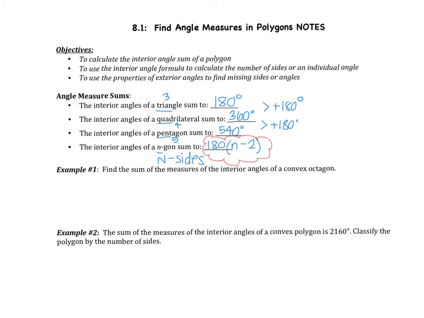So, for example, find the sum of the measures of the interior angles of a convex octagon. Octagon means the number of sides is 8. You need to be aware of all of those, octa, penta, all of those kinds of shapes. So, let's plug into our formula. 180, instead of n, we know there's 8 sides, minus 2, means it's 180 times 6. So the sum of the measures of the interior angles would be 1,080 degrees. Not too bad, right? Next one.